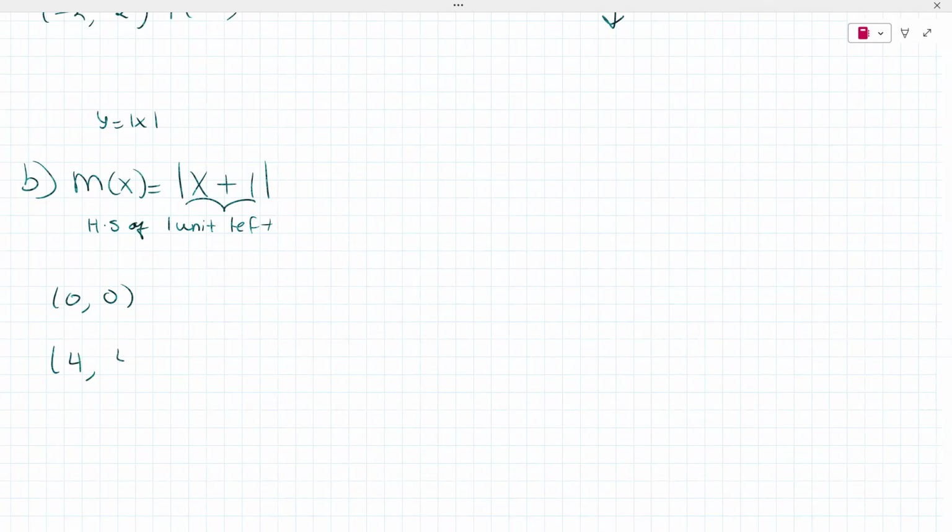What's the absolute value of 4? 4. And then what about negative 4? What's the absolute value of negative 4? Positive 4. Okay. And then what you do is just do the add-ons.